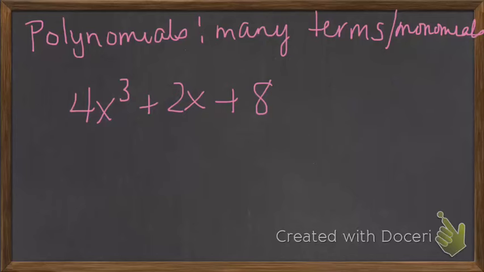Alright, we're going to look at polynomials and doing some operations with those. And so first of all, polynomial means that it has many terms. It has many monomials. Mono meaning one term. So here is an example.